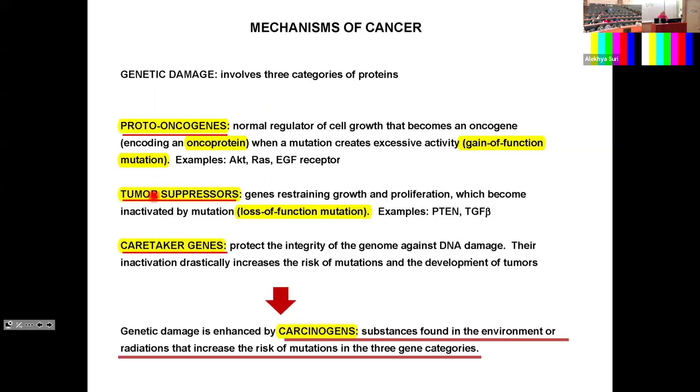The other group is the tumor suppressors. Tumor suppressors are more involved in the restriction of the cell cycle. When they become inactive, what we call a loss of function mutation, that cell proceeds to have cancer. For example, PTEN or TGF-beta, and we are going to see the example of P53.